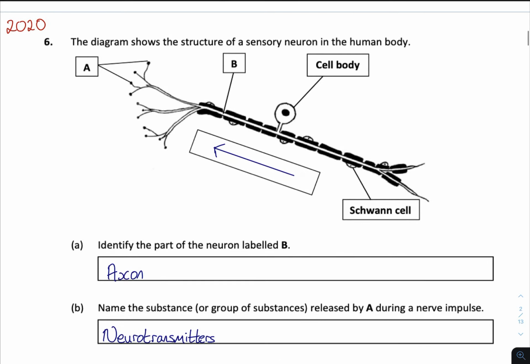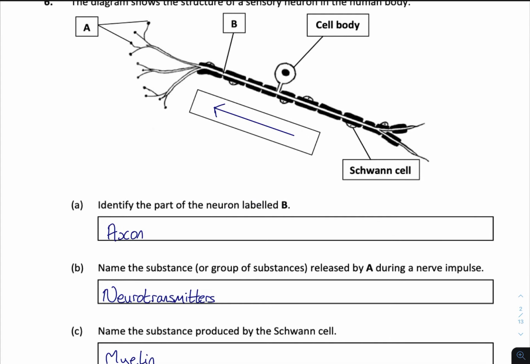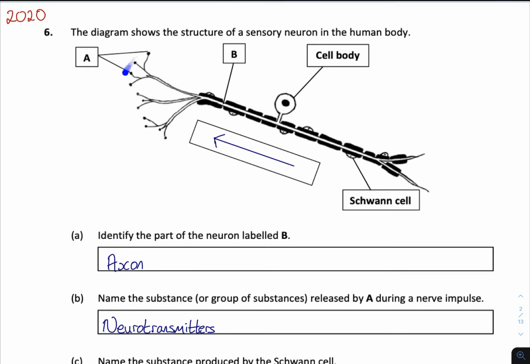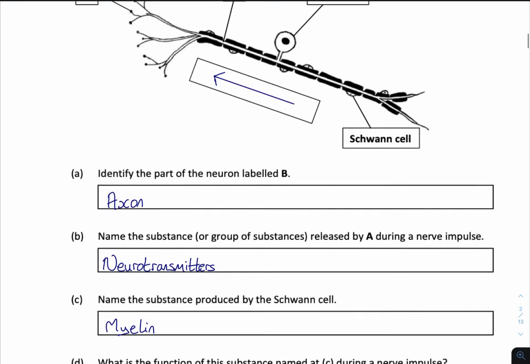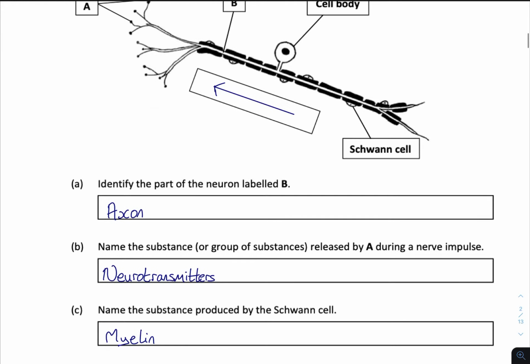So you're given a sensory neuron, and you're asked to identify the part of it that's labeled B, which is here. So B is the center of it, the middle part going down, and that's the axon. That's where the electrical impulse travels through. Name the substance released by A during a nerve impulse. So A is neurotransmitter swellings, and these release neurotransmitters. Remember, neurotransmitters are released by neurotransmitter swellings, but they are produced in the cell body, which is up here.